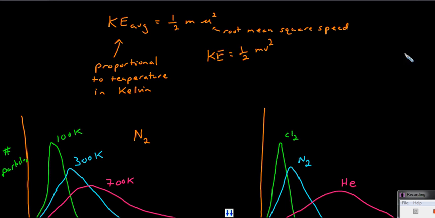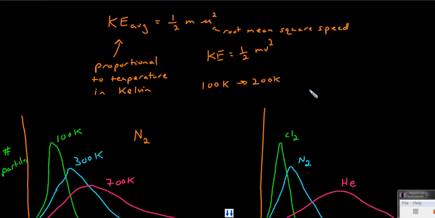Now, importantly, this average kinetic energy of your particles is proportional to the temperature in Kelvin. So let's say that you were initially at 100 Kelvin, and then you went to 200 Kelvin. By what fraction does the average kinetic energy change? Well, you should double the average kinetic energy.